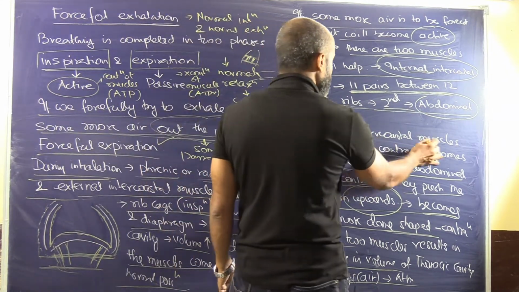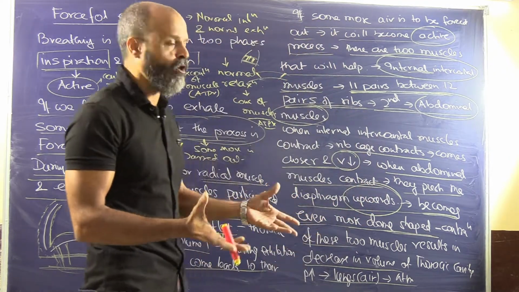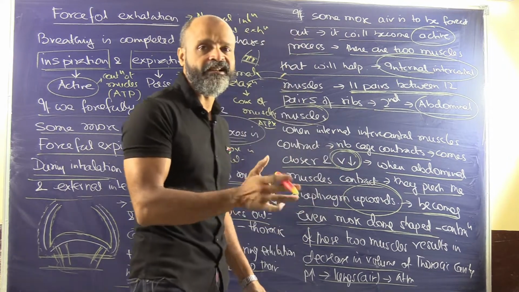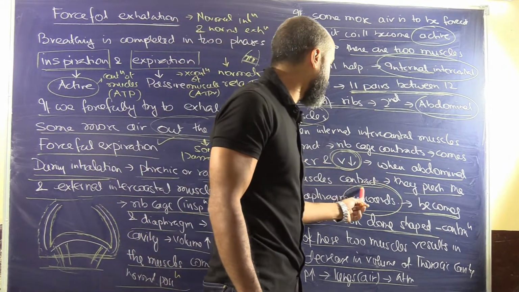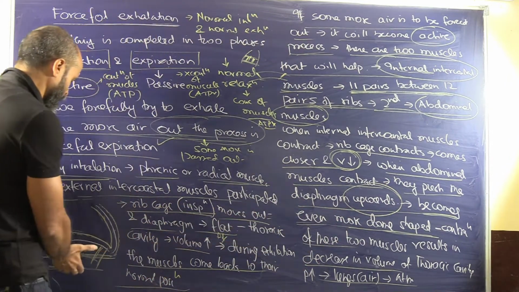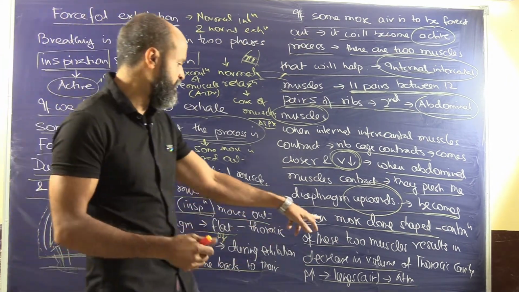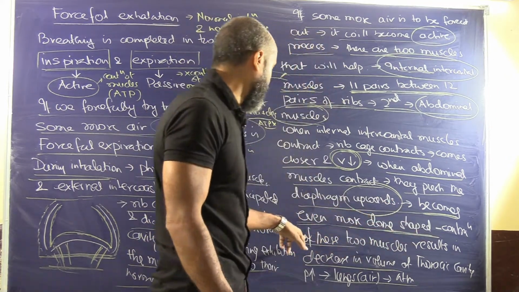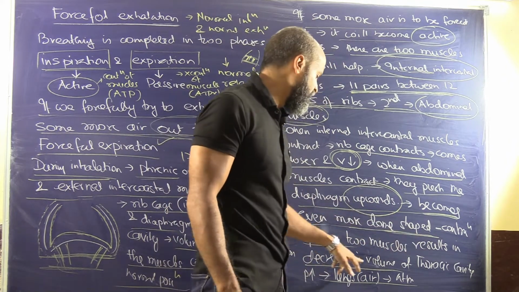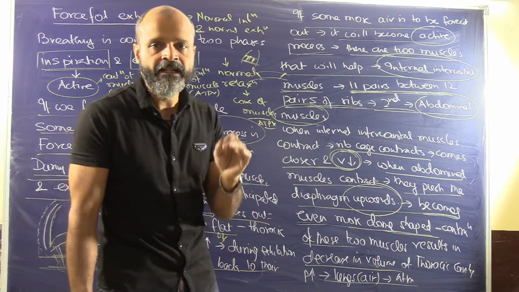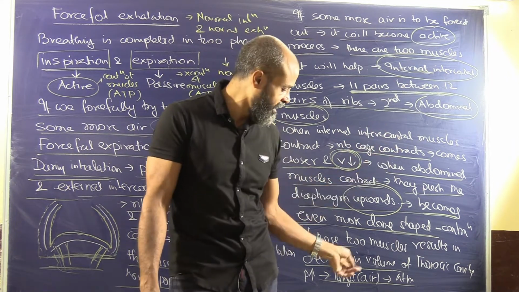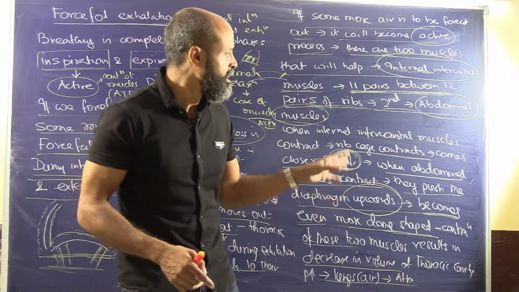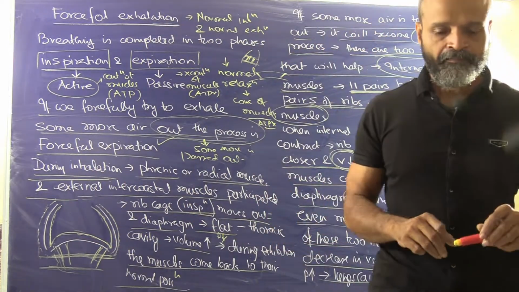Okay, so when the internal intercostal muscles contract, the rib cage also contracts. This comes closer and hence the volume decreases. When the abdominal muscles contract, they push the diaphragm upwards. It becomes even more dome shaped. Okay, and the contraction of these two muscles results in the decrease in volume of the thoracic cavity. Decrease in volume corresponds to an increase in pressure, and hence more air is pushed out of the lungs. Okay, so this is called forceful respiration.